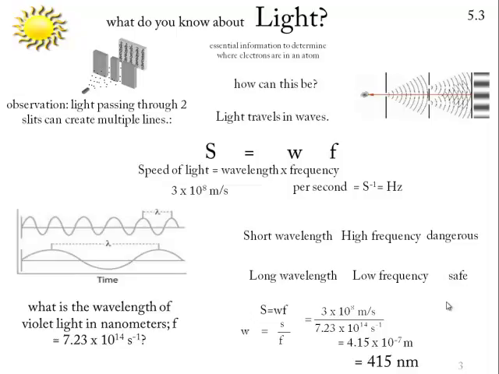So that's just a little bit about light, how it travels in waves, and how therefore it has a speed, a wavelength, and a frequency. And the speed is a constant. This is Screencast 5.3.